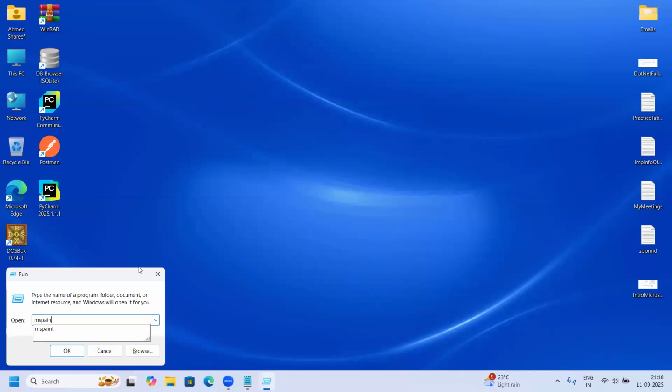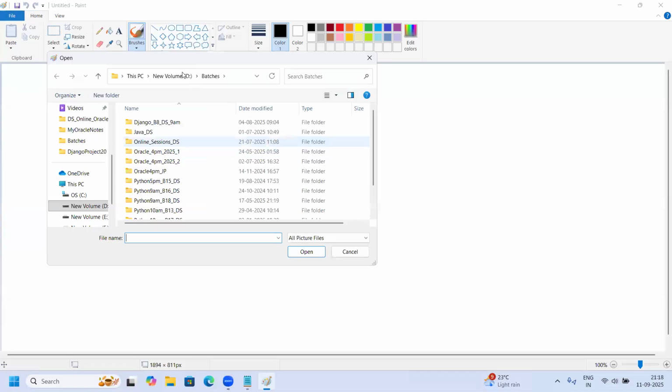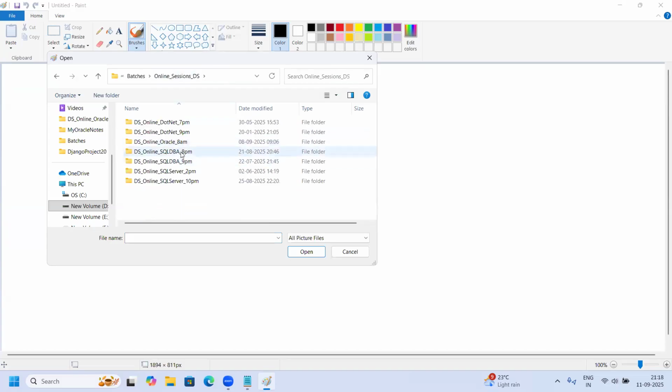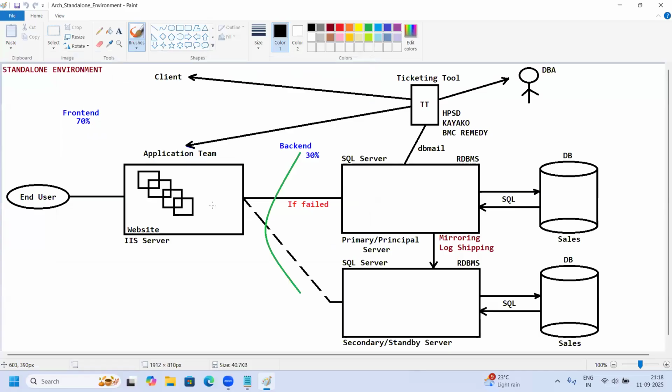Okay. Now, especially when it comes to the standalone environment, in one of my batches I have already covered this architecture. So I'll open the same thing and we'll learn what happens. This is the standalone environment architecture. Let's understand what it means.